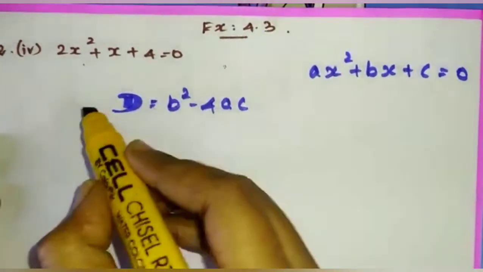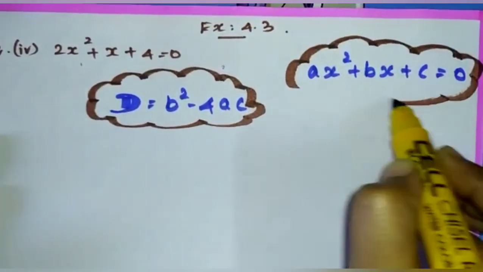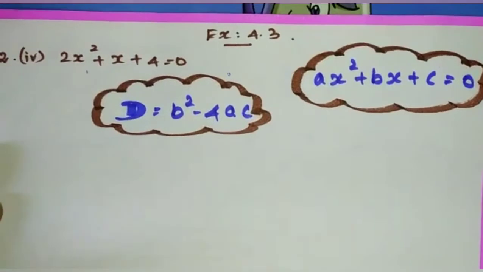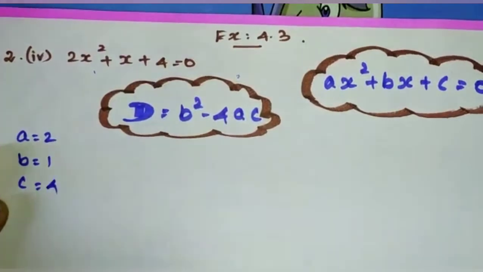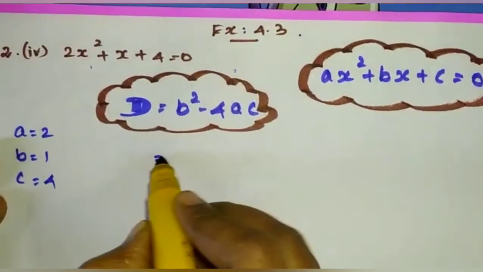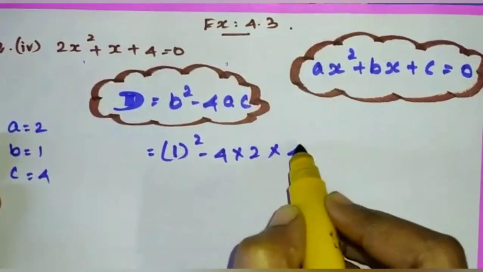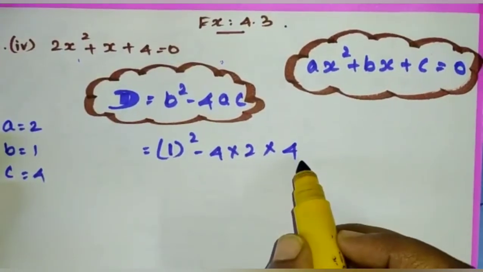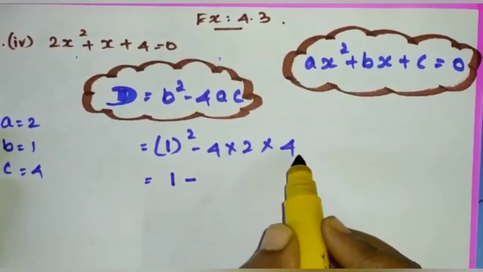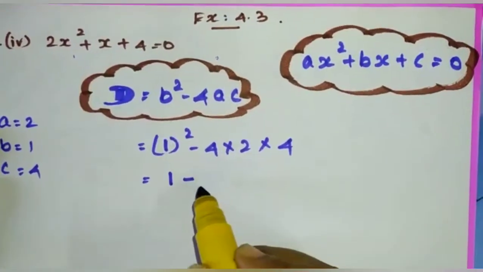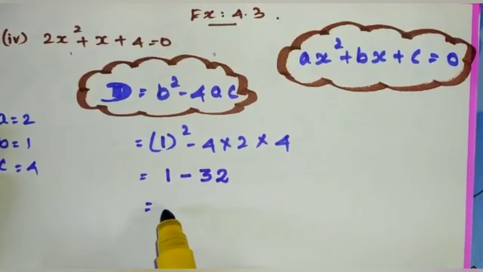What is the value of a? A is 2 and b is 1. A is equal to 2, b is equal to 1 and c is equal to 4. Okay. B is 1. 1 square minus 4 into 2 into 4. The value of a is 2 and the value of c is 4. So 1 minus 4 4s are 16. Then 16 2s are 32.